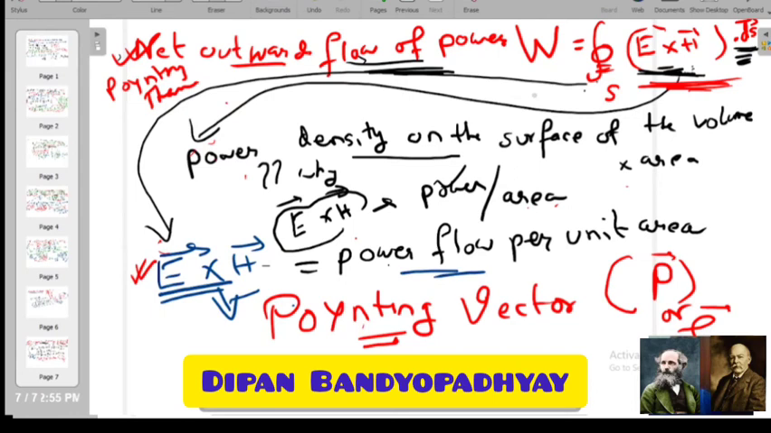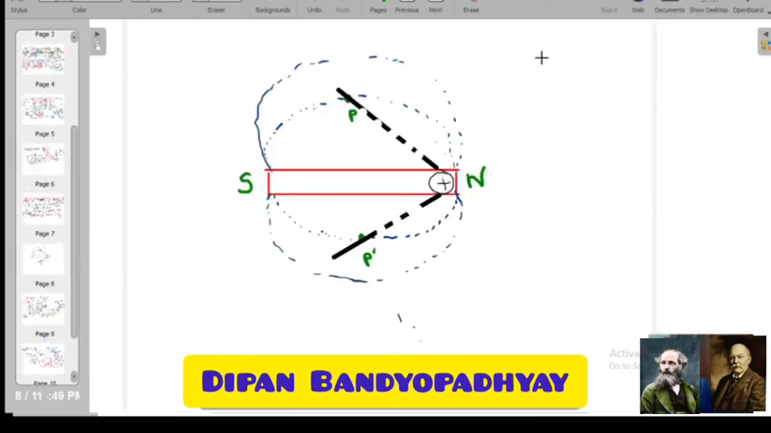And as I told you, P can exist, but P means the Poynting vector, or you can say S. The S can exist at a point on the surface, but there is no net outward flow. I am giving an example on that. So what we have seen is that the Poynting vector is given by E cross H. This is what we have seen.